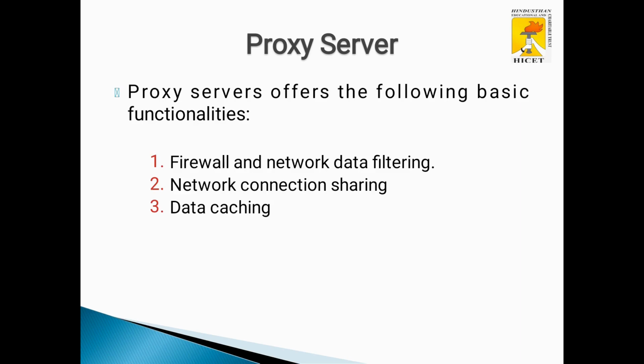So first we are going to discuss about firewall and network data filtering. A firewall acts as a barrier between a trusted network and an untrusted network. Proxy servers with firewall capabilities can perform several critical security functions like packet filtering, application layer filtering, intrusion detection, and prevention. Next, network data filtering. So, proxy servers can filter data to enforce security policies and prevent unauthorized access.